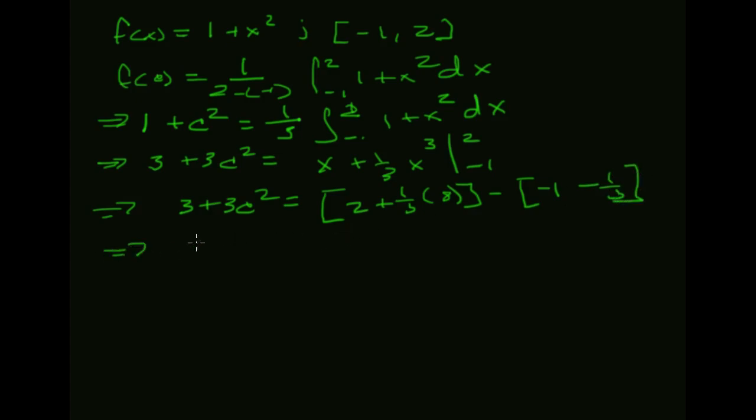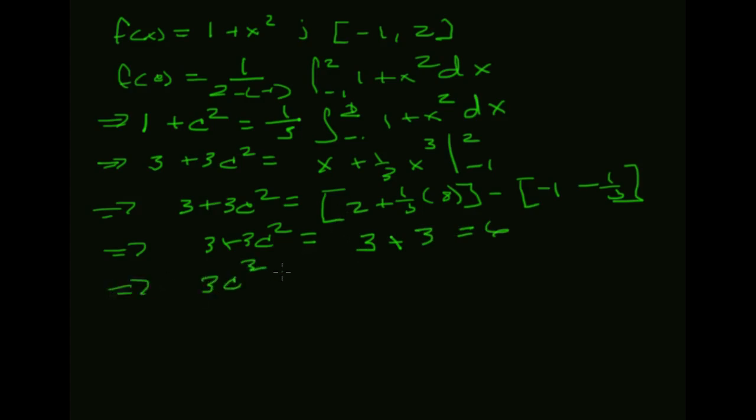This gives me 3 plus 3c squared is, let's see, 2 minus -1 is 3. 8/3 plus 1/3 is 9/3. That's also 3. So that's 6. Okay, so let's subtract 3 from both sides.